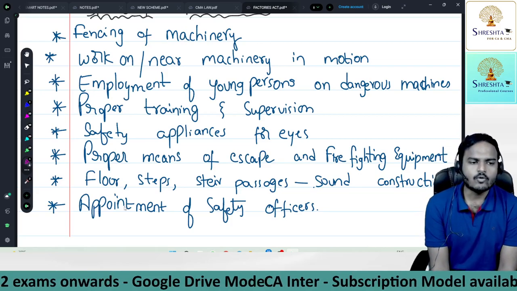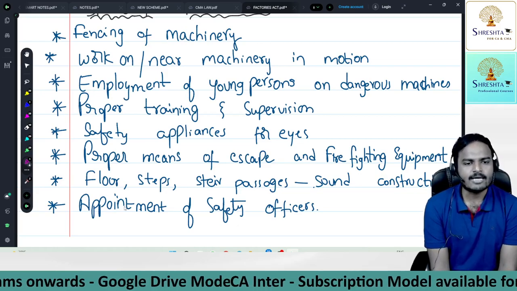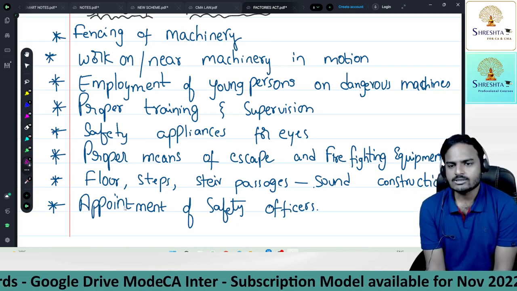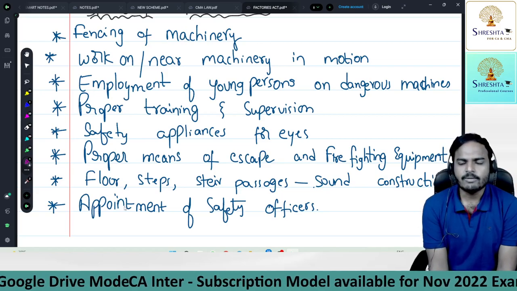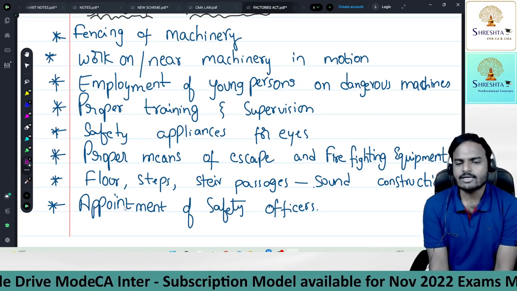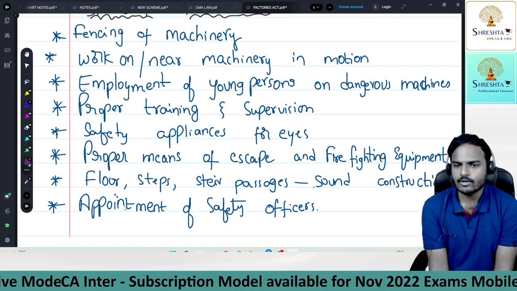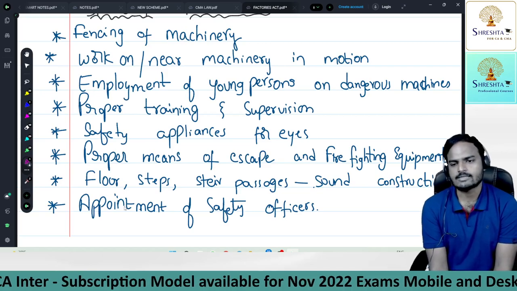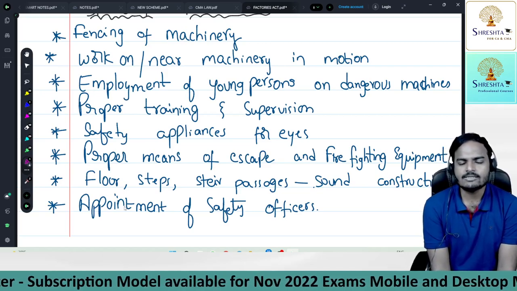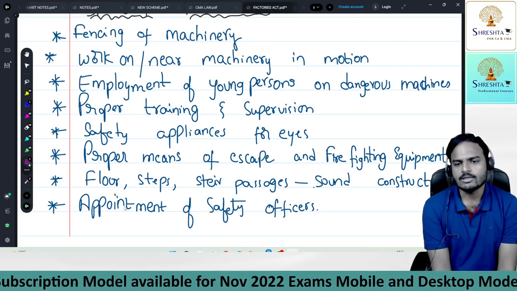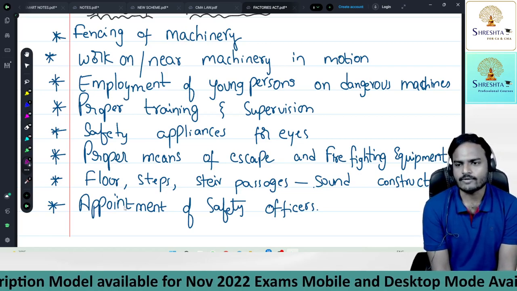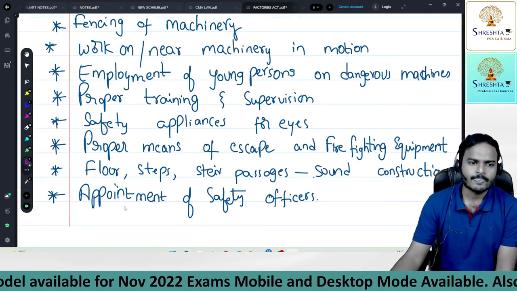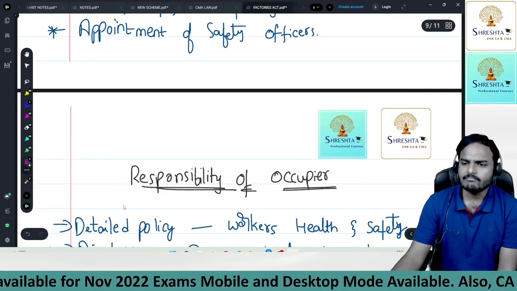Next one, all floors in the factory, steps, stairs, passages, they should be of sound construction. Any damaged part, immediately you should reconstruct it so that employees won't fall. Therefore, employees get protected. Next one, appointment of safety officers, ensuring all safety measures are proper or not. We need to appoint safety officers if the organization has 500 or more workers. So these are the safety measures.